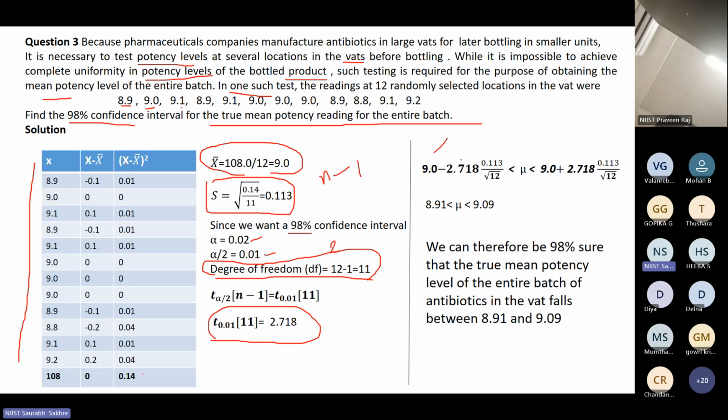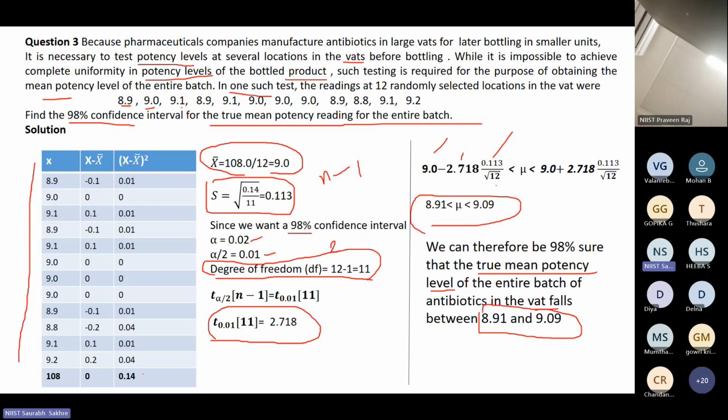So 9 minus 2.718 times 0.113 divided by under root 12 gives 8.91 less than mu less than 9.09. So we can therefore be 98% sure that the true mean potency level of the entire batch of antibiotics in the vat falls between 8.91 and 9.09.